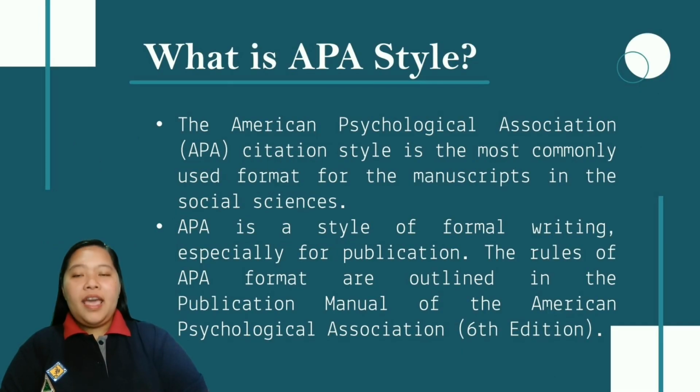What is APA style? APA stands for American Psychological Association, and it is the citation style most commonly used format for manuscripts in the social sciences like psychology, anthropology, sociology, as well as education, and including the fields of nursing and medicine. APA is a style of formal writing, especially for publication. The rules of APA are outlined in the Publication Manual of the American Psychological Association, 6th edition.